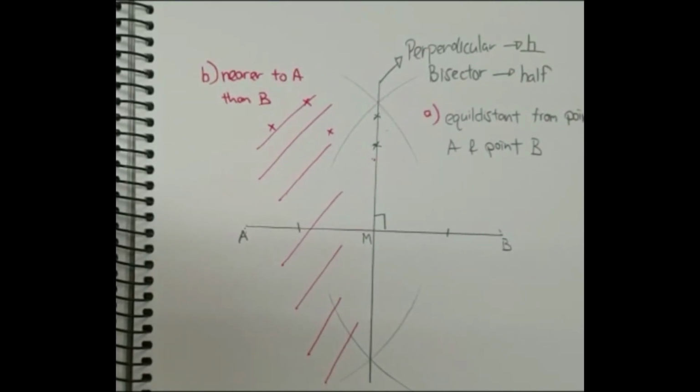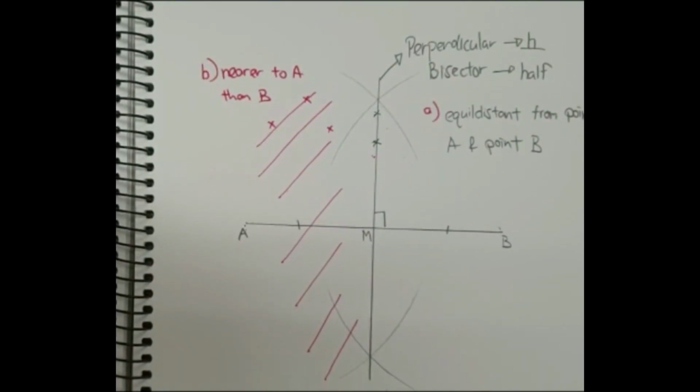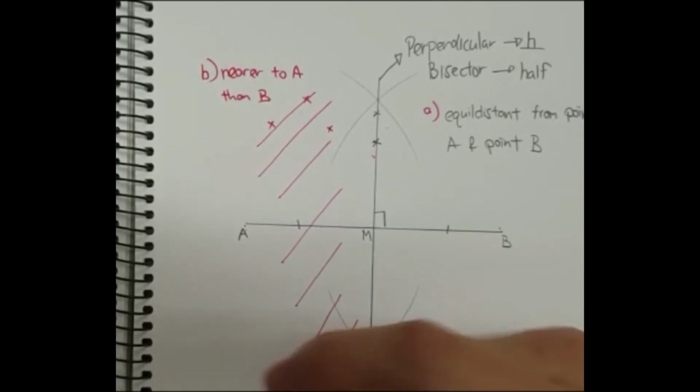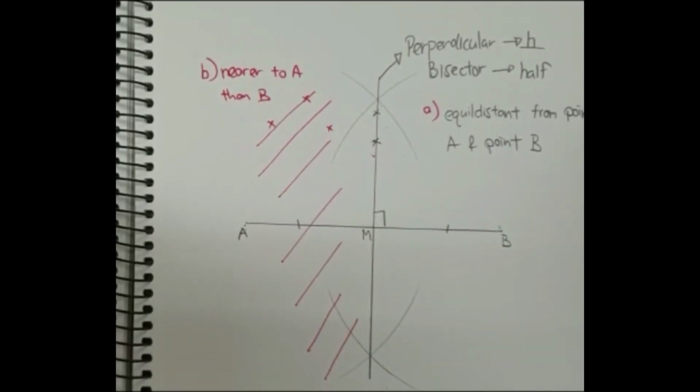And if you're on the perpendicular bisector, what does it mean? It means you are equidistant from two points.